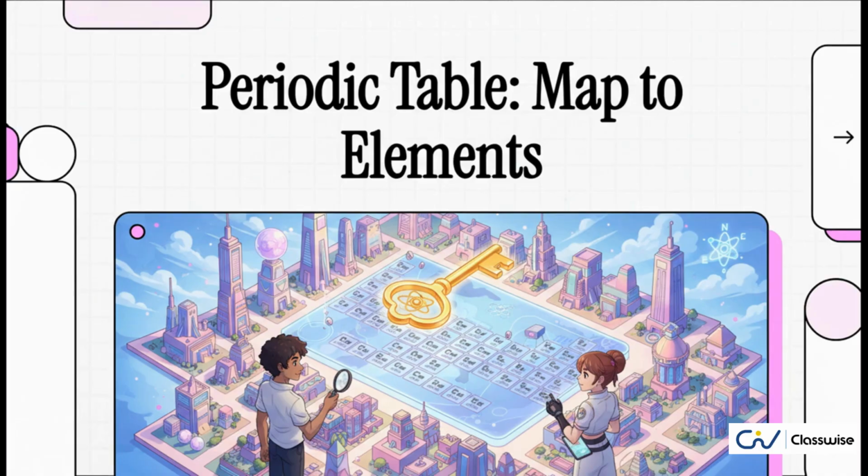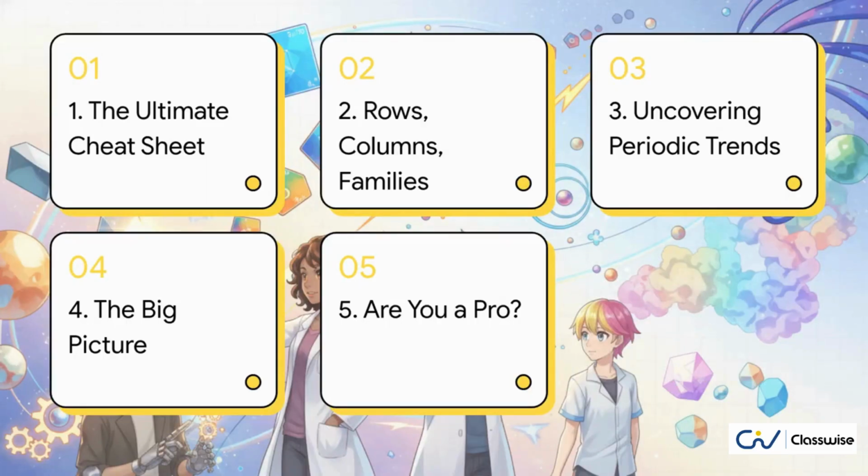And today, we're going to hand you the keys to that city so you can navigate it like an absolute pro. So, here's our game plan for this little tour. We'll start with the ultimate cheat sheet. Then, we'll get into the rows, columns, and families. After that, we'll uncover some periodic trends. We'll wrap it up with the big picture. And then, a little quiz to see if you're a pro.